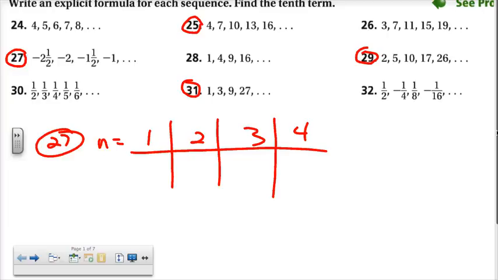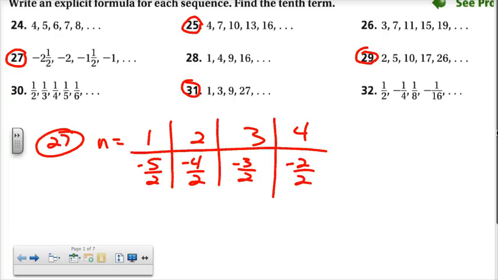So the first thing I would do is transfer these mixed numbers into improper fractions, just convert those. So negative 2.5 would be a negative 5 halves. Negative 2 would be a negative 4 halves. Negative 1.5 would be a negative 3 halves. And a negative 1 we could write as a negative 2 halves.